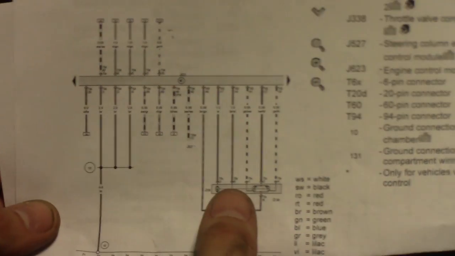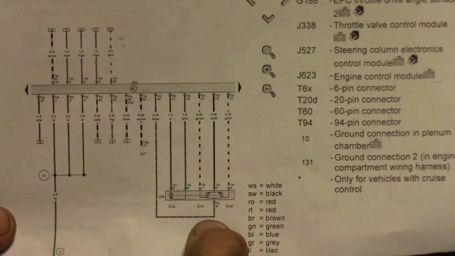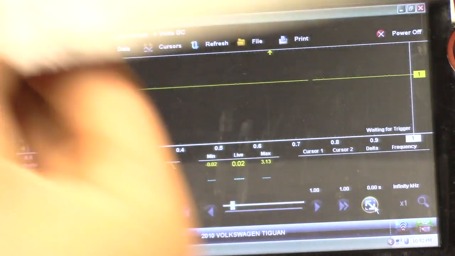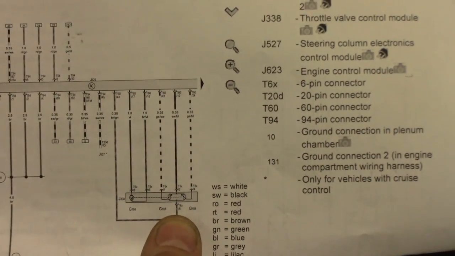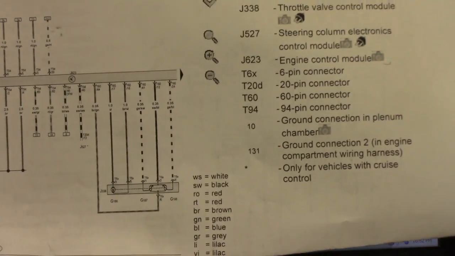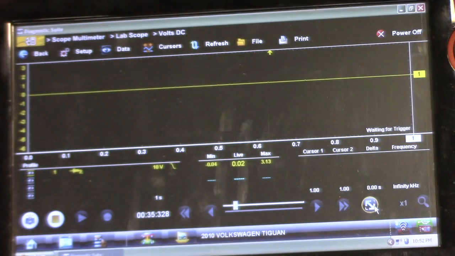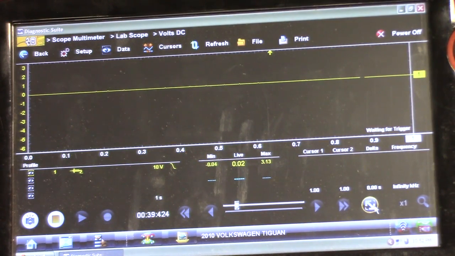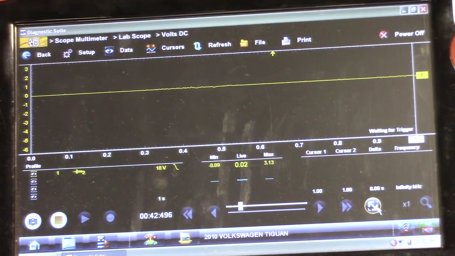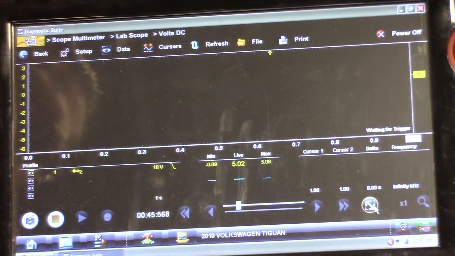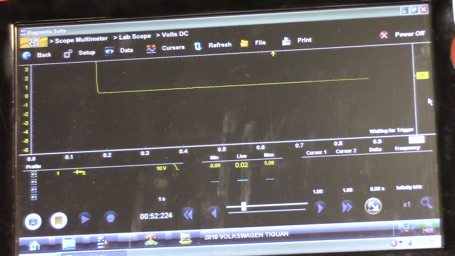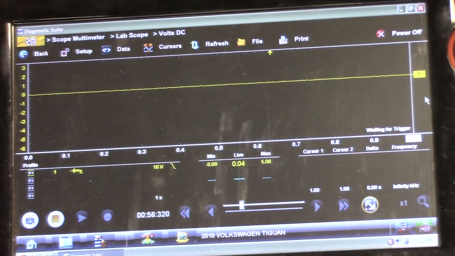Back to the diagram. Pin 2 and pin 6 are going to be our 5 volt and our ground. Whichever one is which, I'm not sure. Let's go on pin 2 first. There we have a 5 volt reference on pin 2. That is good. And pin 6 should be a ground. 0.04.